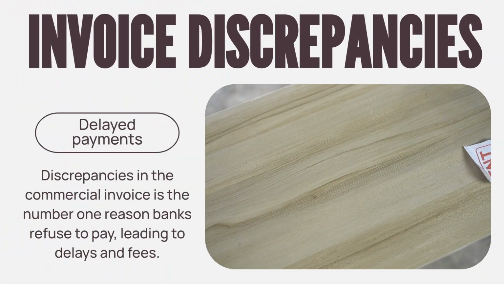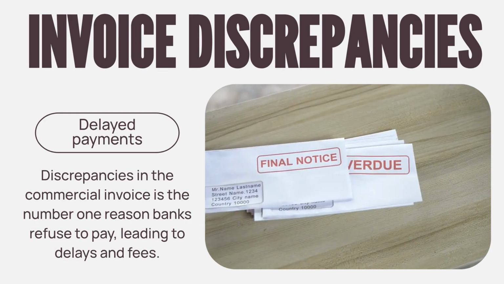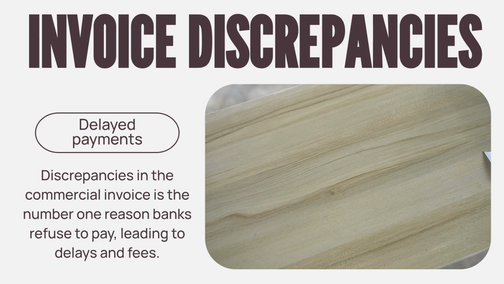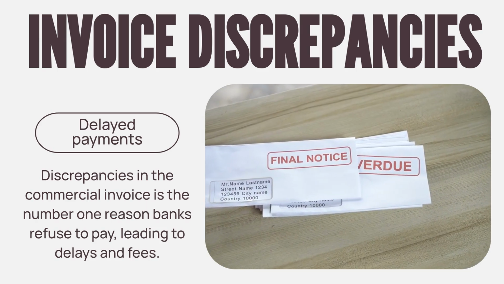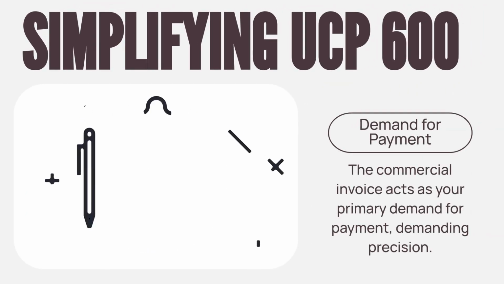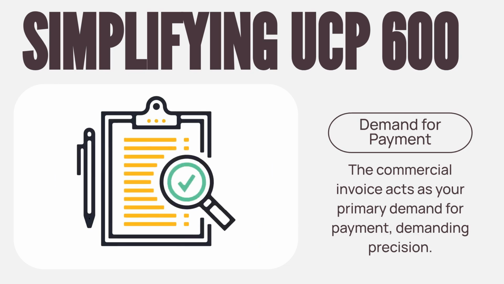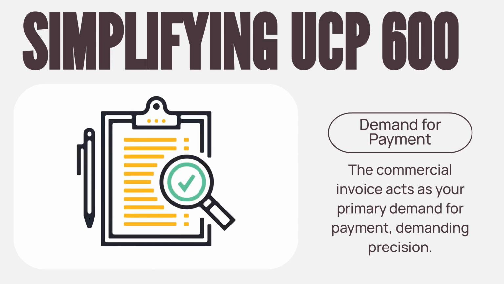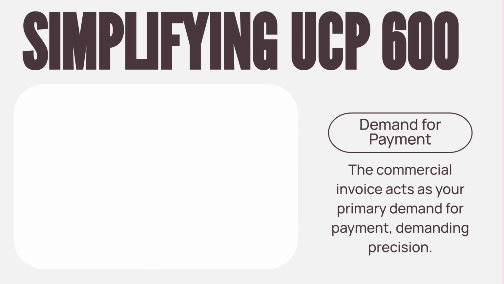The problem is that a letter of credit, or LC, only guarantees payment if the paperwork is perfect. The most common reason banks refuse to pay is a discrepancy in the commercial invoice. Many beginners assume the invoice doesn't matter much if the goods were shipped correctly. But under complex banking rules, known as UCP 600, precision is everything. We will simplify these rules.